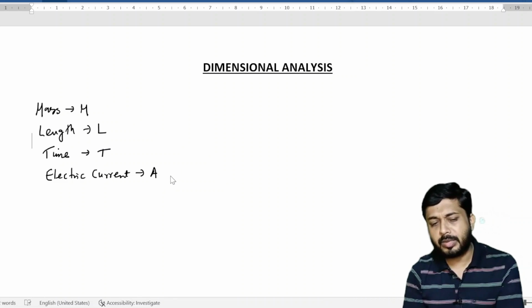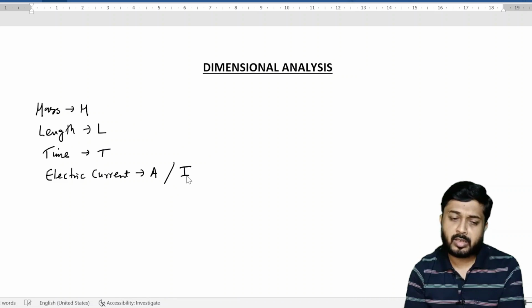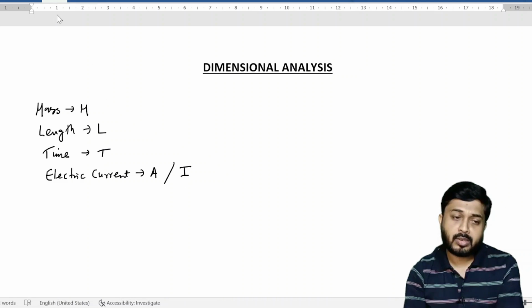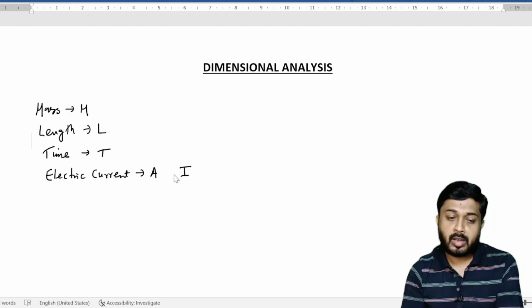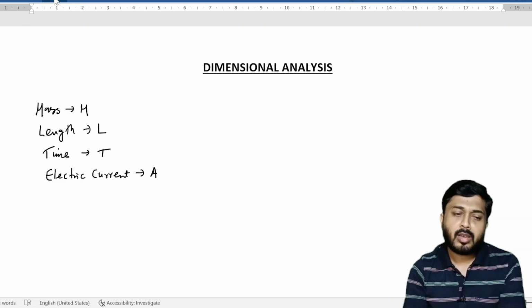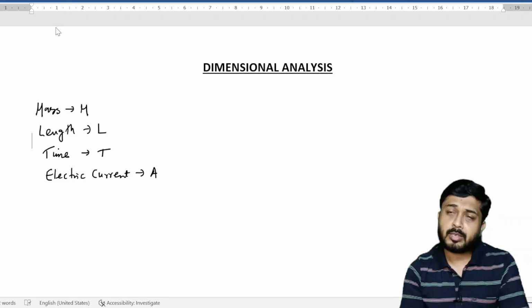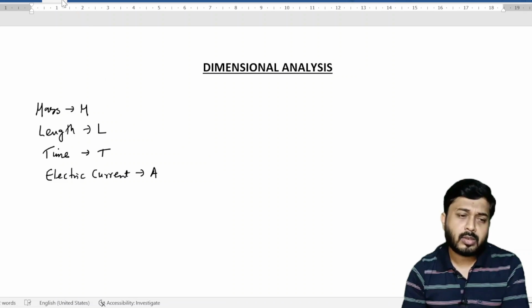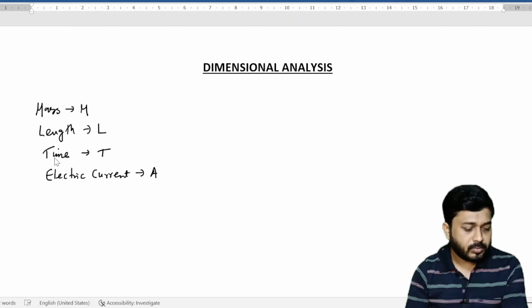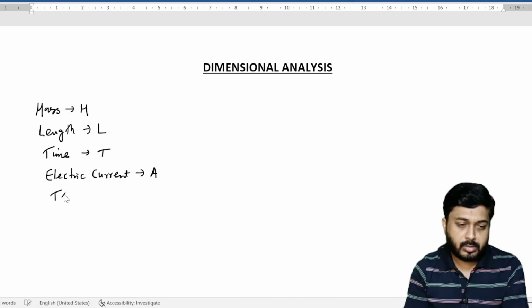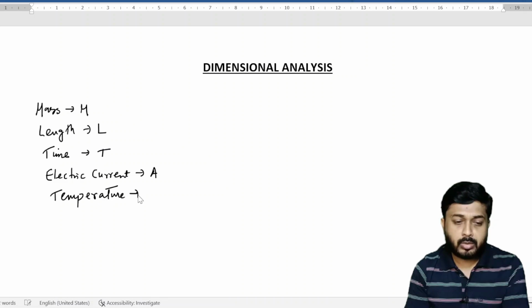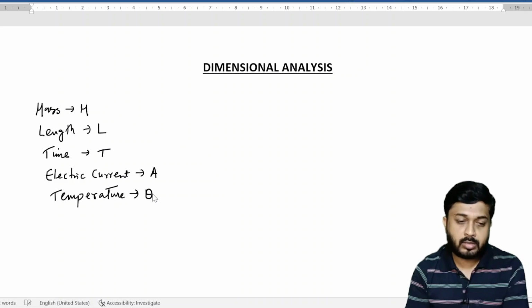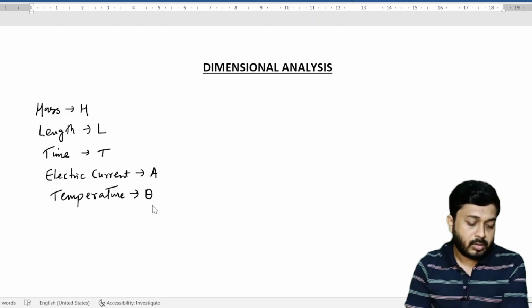In some places it is also denoted with I, but here we shall express it with capital A. That's why I'm erasing this capital I for the time being. In some other books you may also find that this has been symbolized with I. That's not a big deal, it's only the symbol that matters. And the other one is temperature, which is denoted with theta, a Greek letter.